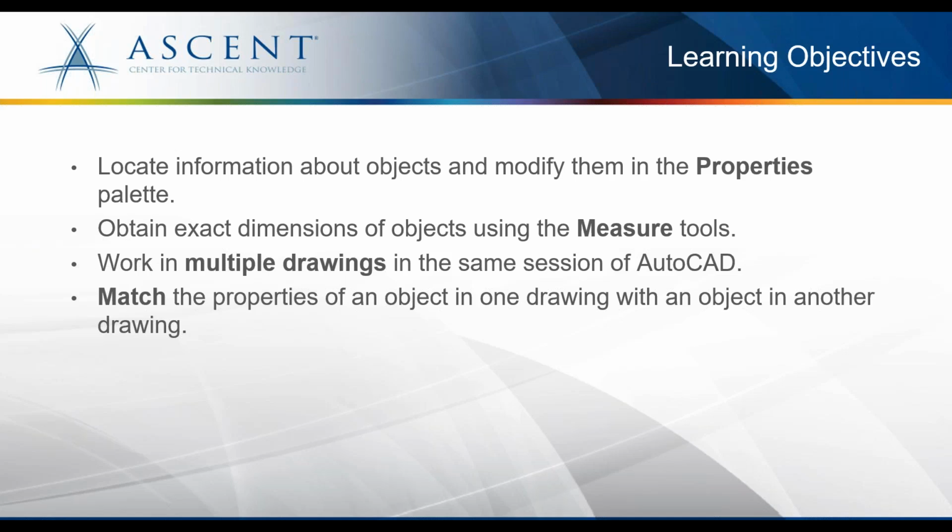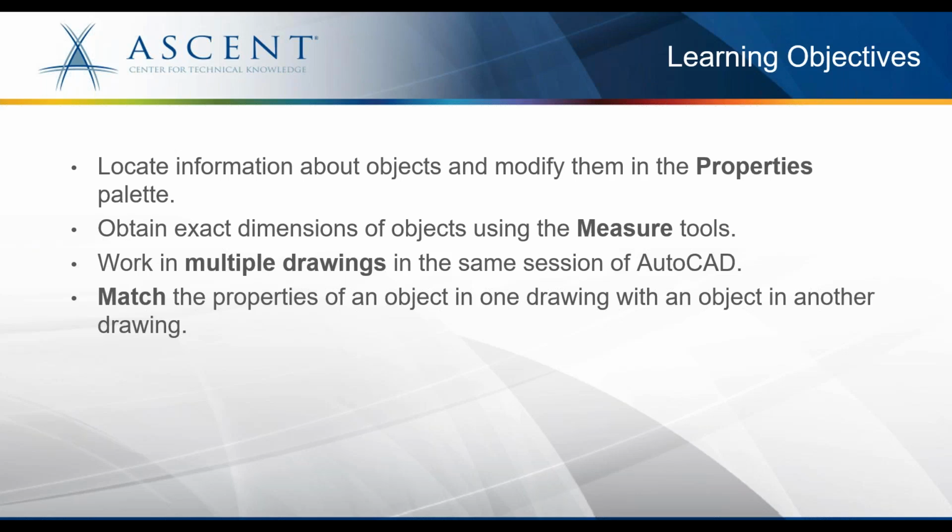So the first objective is about the properties palette that enables us to not only locate the information about an object, but also to modify various properties of that object. The second objective deals with the different measure tools that are provided with the software. These measure tools help us in obtaining the exact dimensions and other measurement values of the objects.